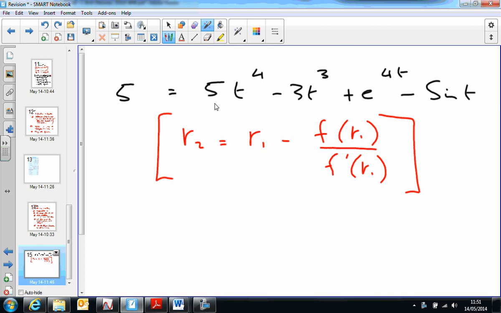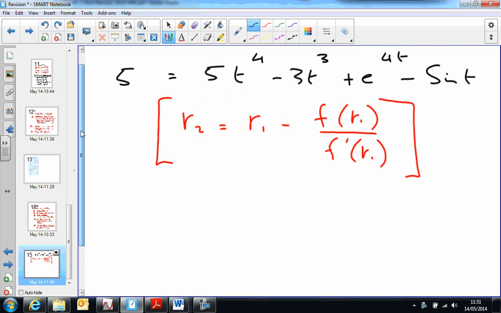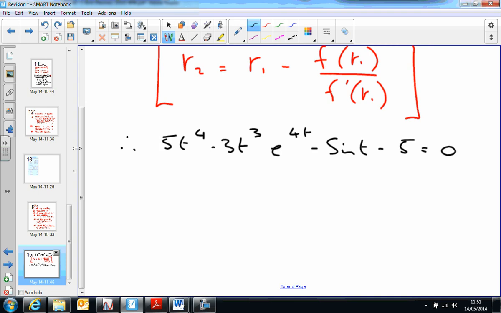To use Newton-Raphson, the first thing to recognise is that one side, in this case the easiest one is the left-hand side, must equal 0. So it's got to be some function equal to 0 to work. So the first thing I'm going to do is write down the function equal to 0: 5t to the 4 minus 3t cubed plus e to the 4t minus sine t minus 5 equals 0. So I'll bring everything over to one side and make it equal to 0.